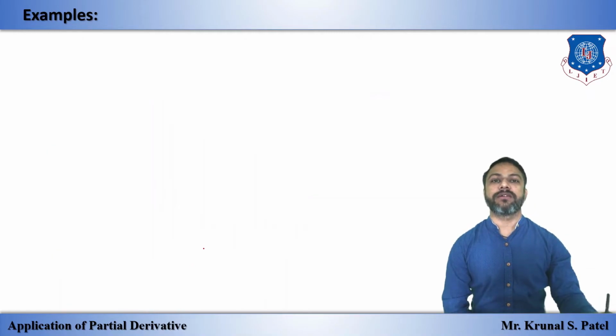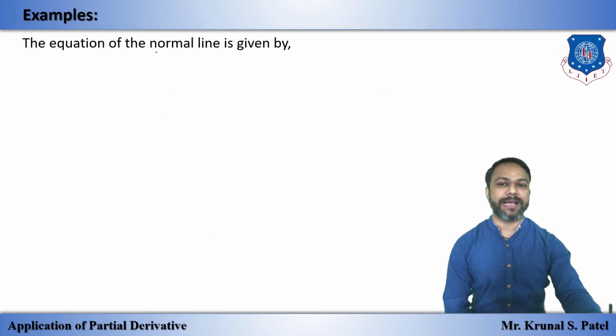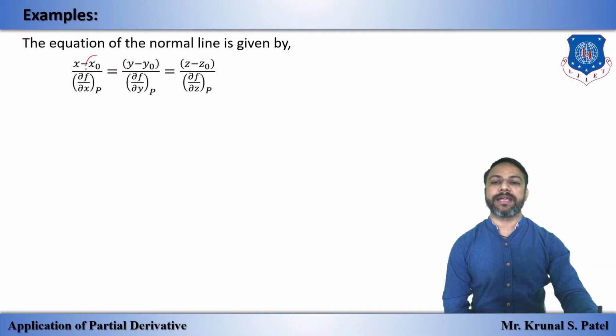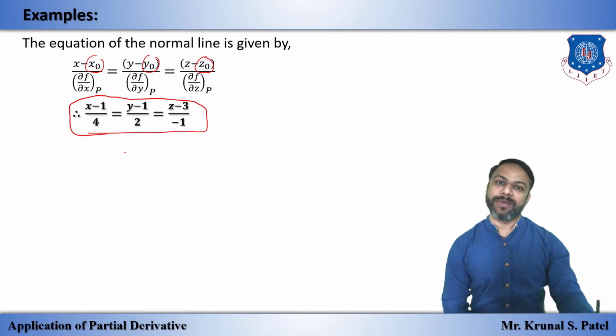Now we have the equation of normal line. So write down the equation of normal line and put the values of x0, y0, z0 and these three derivatives. We have this final answer. No need to write down or obtain the parametric equation because it is not asked in the question.